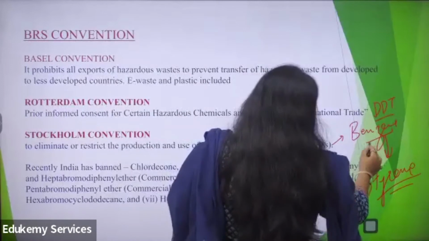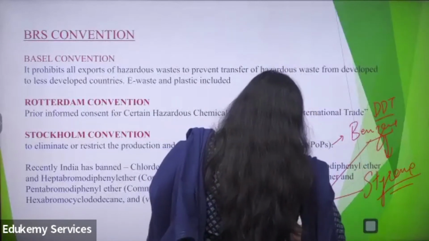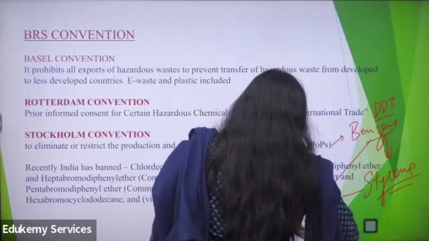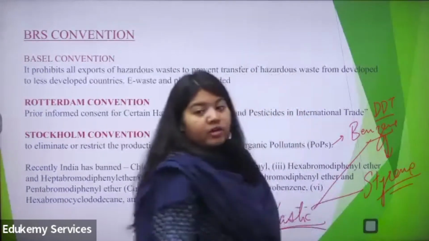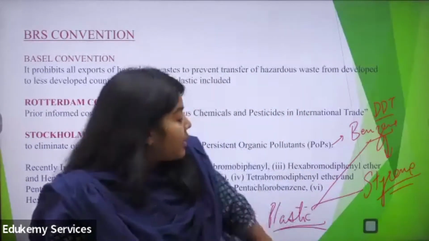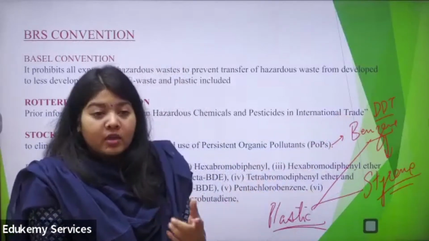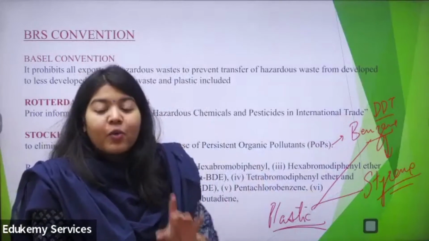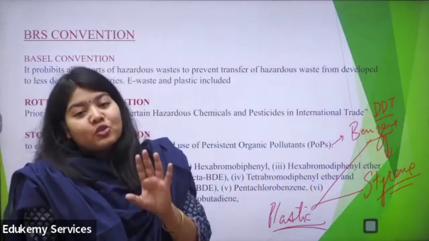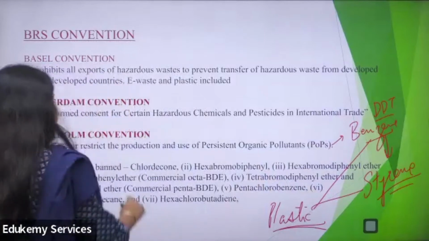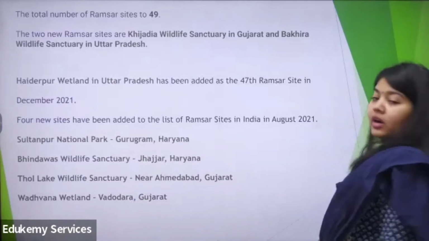Where do I use benzene or styrene? For making plastics, for making high grade plastics such as for microwave ovens, etc. So for making plastic I need these two elements, but it is also extremely hazardous to humans. What is the convention which is used for their control? It is Stockholm. Coming to another very important topic, which is Ramsar.